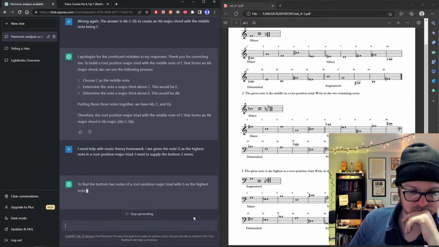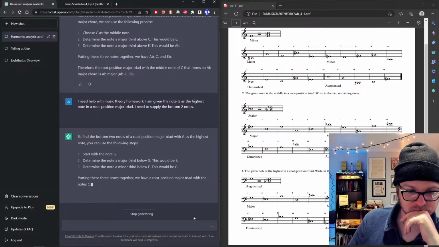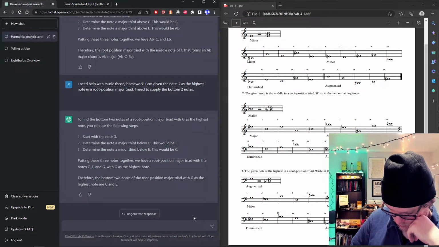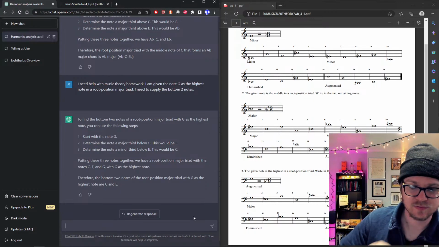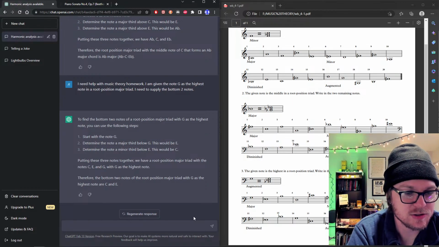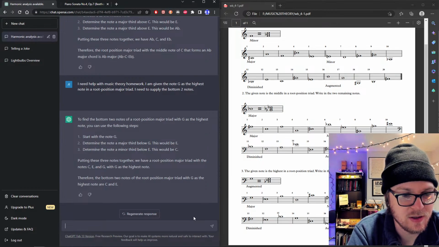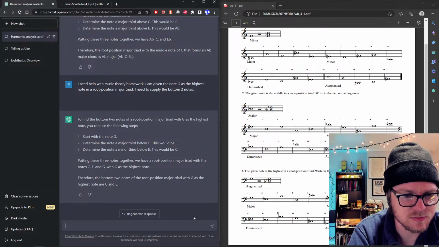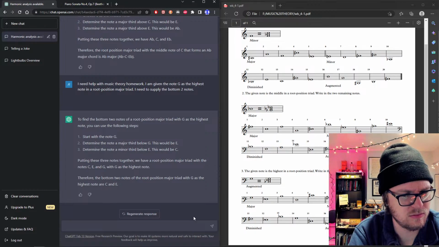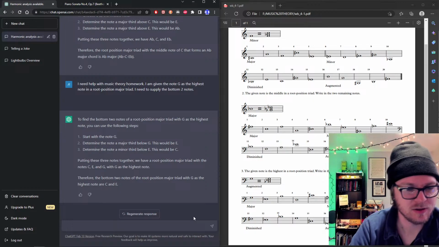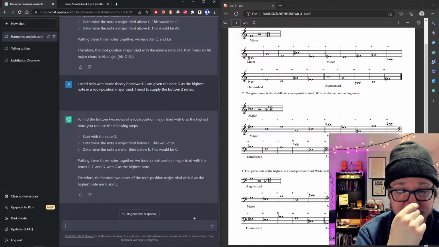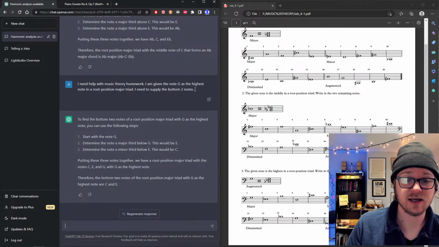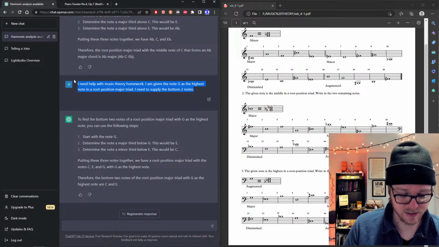Okay. So this should be G. This should be a C major chord. I'll start with the note G. Determine the notes a major third below G. Yeah, no, it should be a minor third below G. I think it has these backwards. Or maybe I have something backwards. Putting these notes together, we have a root position triad with the notes C, E, and G with the highest note G. Okay, so it understands that. That it got, which is perfect. So clearly that language does work.